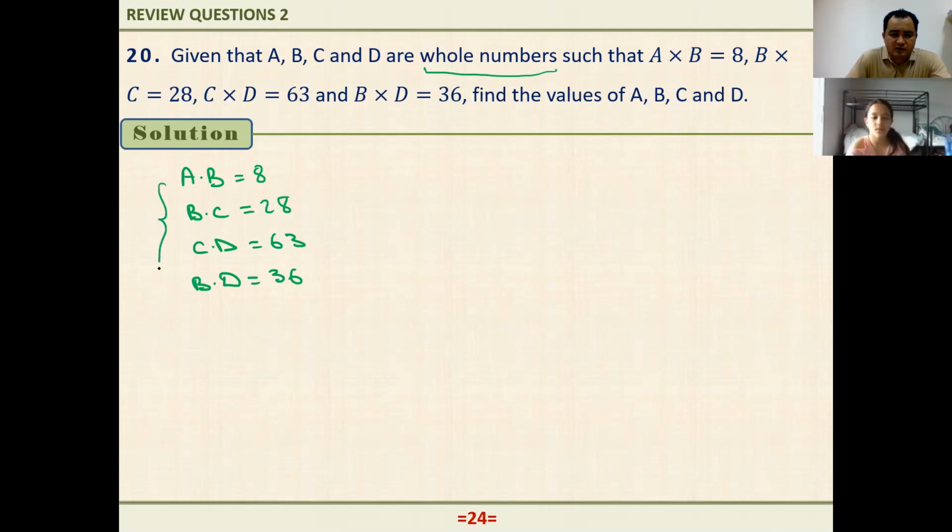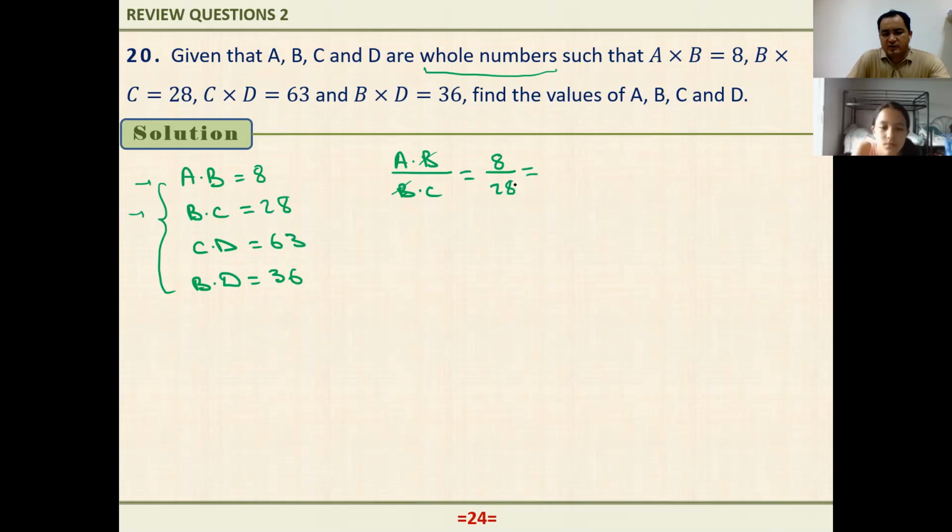By division, right? For example, here we have AB and BC, right? What happens if we just divide them side by side? Here we have A times B over B times C. And what is A times B? A times B is 8. And how about B times C? B times C is 28, right? So here these are common factors. A over C is left.